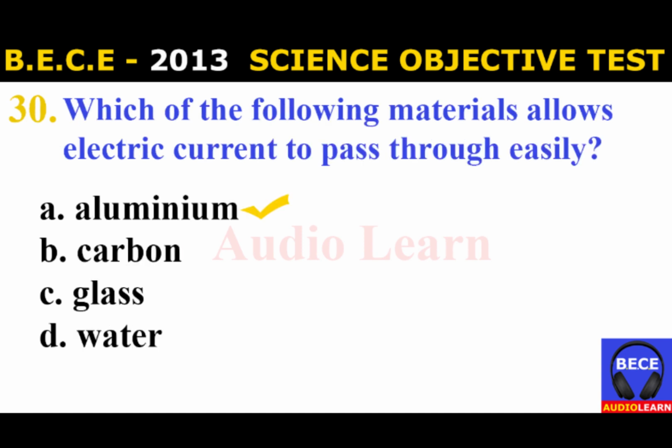Number 30. Which of the following materials allows electric current to pass through easily? A. Aluminium. B. Carbon. C. Glass. D. Water. And the answer is A. Aluminium. Which of the following materials allows electric current to pass through easily? And the answer is aluminium.